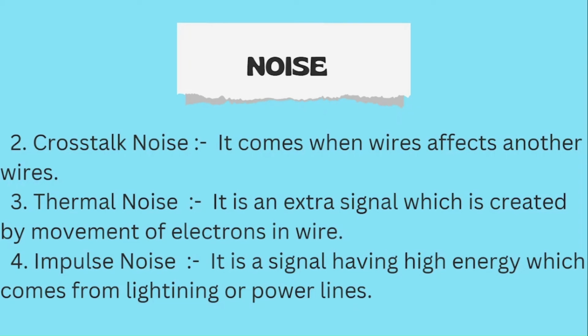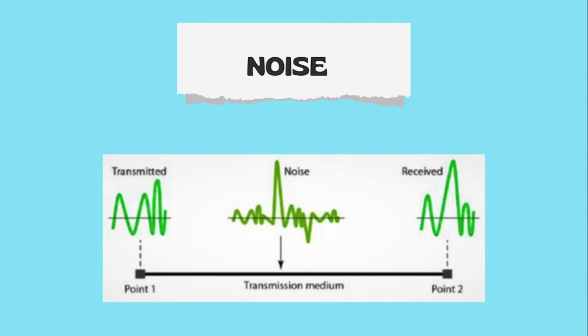Second, crosstalk. It comes when a wire affects another wire. Third, thermal noise. It is an extra signal which is created by the movement of electrons in a wire. And the fourth one is impulse noise. It is a signal having high energy which comes from lightning or power lines. It has a huge amount of energy in it. This is what noise is.